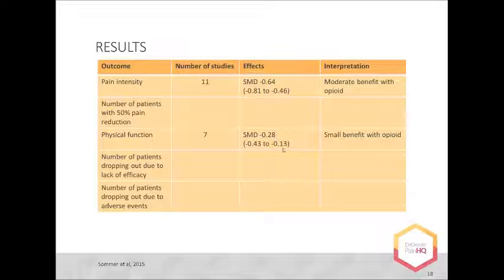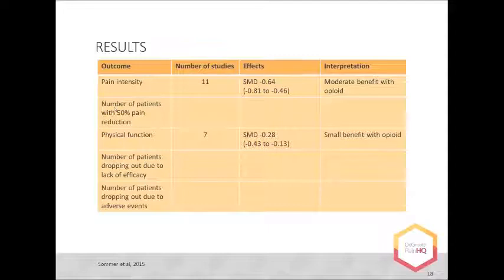But for function, look at the functional standardized mean difference. It was 0.28. It was statistically significant, but very small. So there's a very small benefit with opioids. So this is the best that opioids can give in a short randomized trial. We know that this is only 3 months duration, and if people continue taking opioids, they will not get better than this. They will not get an effect size that is higher than this and this.